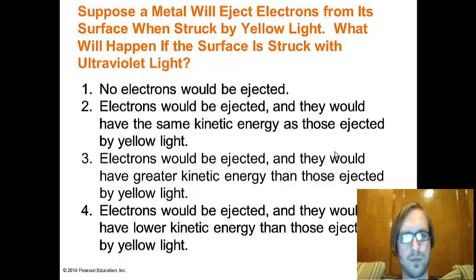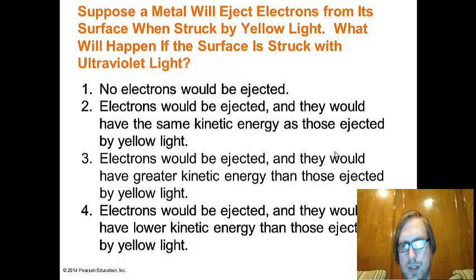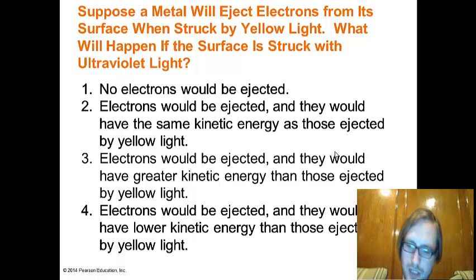So it can't be number 1. Number 2 says electrons would be ejected and they would have the same kinetic energy as those ejected by yellow light. Well, that would violate the law of conservation of energy, so that extra energy has to go somewhere. In this case, number 3 is what would happen. The electrons would be ejected, and they would have greater kinetic energy than those ejected by yellow light. The greater kinetic energy they would have would be the difference in energy between ultraviolet light and yellow light.